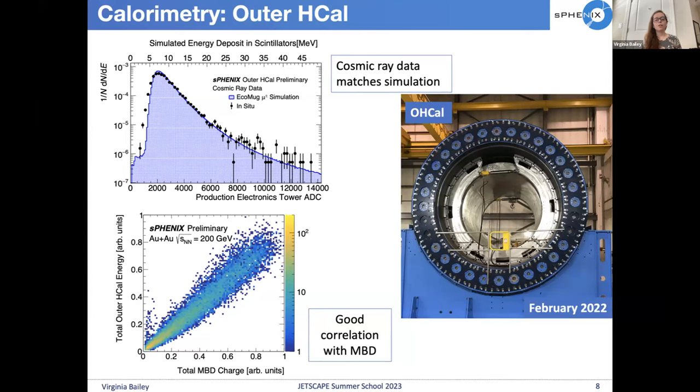This is actually really key because this is a part of our calibration scheme for the hadronic calorimeters. And then on the bottom, you can see a correlation of the energy that we measure in the outer HCAL compared to the charge that is measured in the MBD, event by event. So you see a nice correlation. We're really measuring the same events in our two detectors, showing us that technically everything is working well.